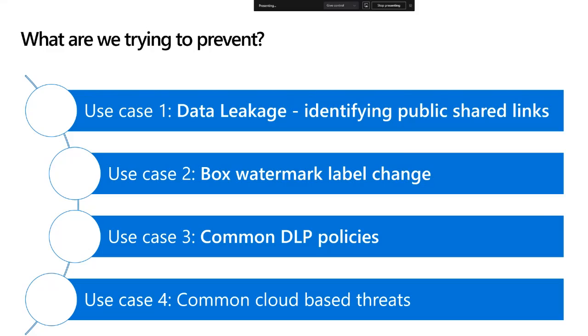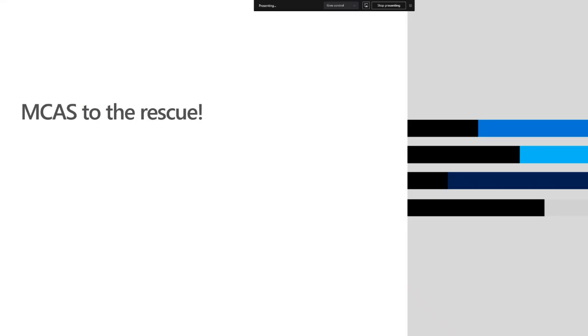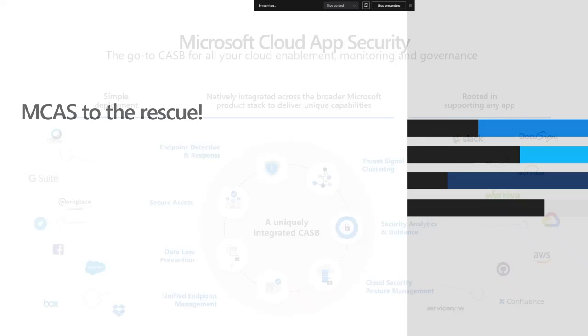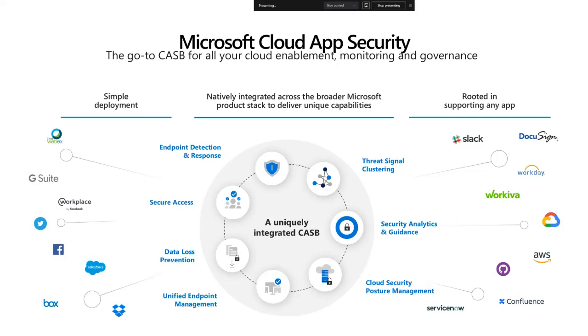Next slide, please, Johan. And here is where MCAS comes in. So let's have a quick lesson on MCAS. I'm not going to go into too much granular detail here, but for those of you who aren't aware of what MCAS is, it's what we call a Cloud Access Security Broker, or AKA a CASB. What makes MCAS unique is its integrations across the Microsoft security stack. So for example, endpoint detection and response. This is our integration with Microsoft Defender for Endpoint for our Shadow IT feature set.